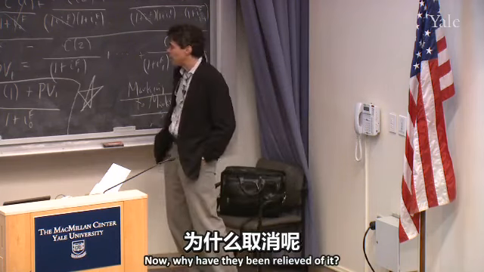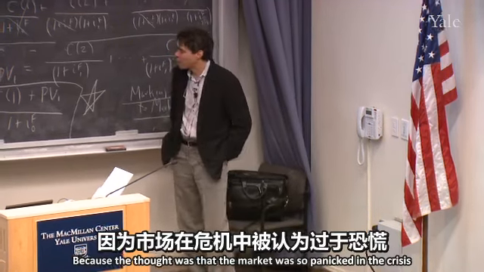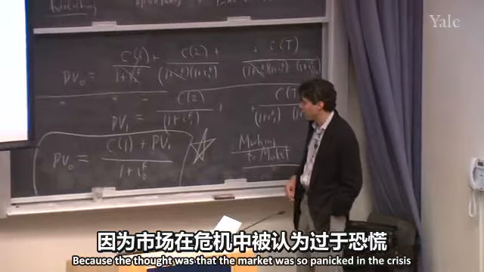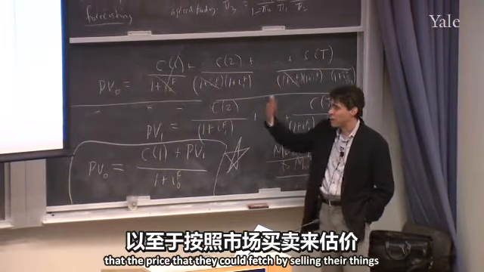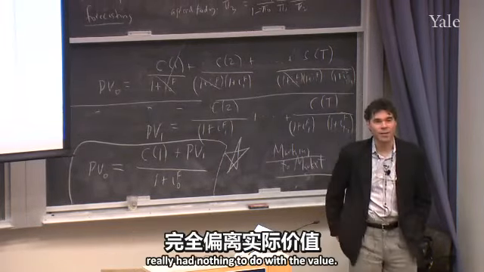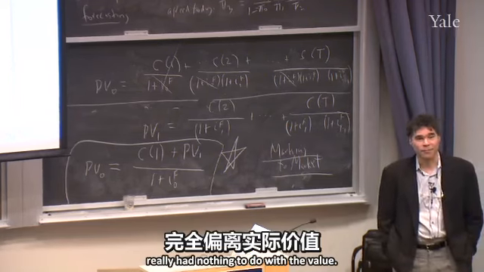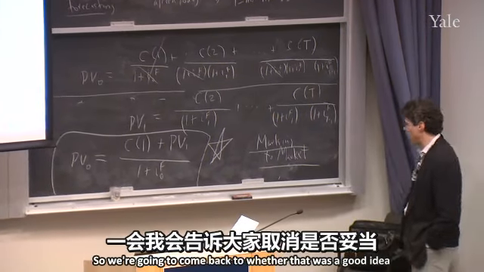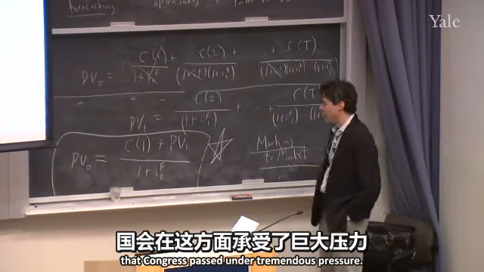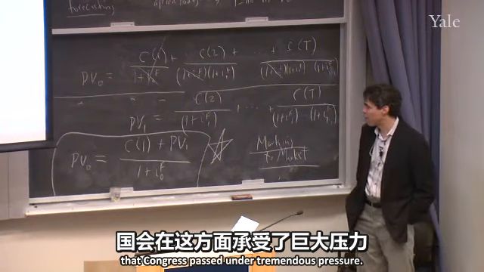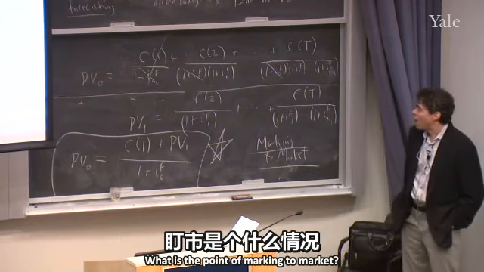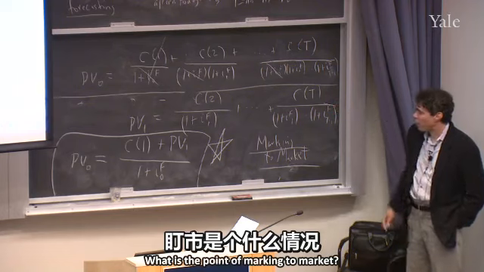Now, why have they been relieved of it? Because the thought was that the market was so panicked in the crisis that the price they could fetch by selling their things really had nothing to do with the value. But we're going to come back to whether that was a good idea, that Congress passed under tremendous pressure. What is the point of marking to market?